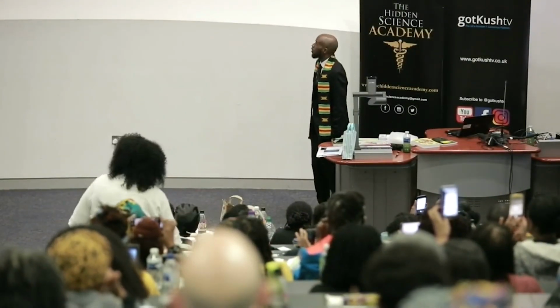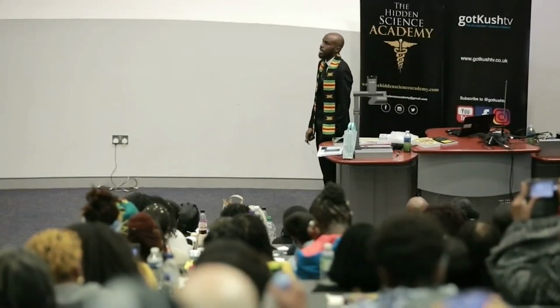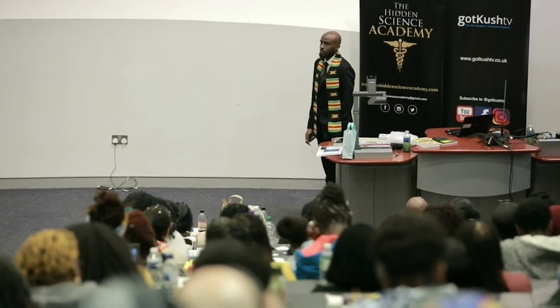And he also says it's a hormone of endocrine regulation. Now this one is powerful because the endocrine system is the system that releases hormones. So if vitamin D is the hormone of endocrine regulation, it regulates all your other hormones. So that means that vitamin D becomes the most important hormone for your body because it regulates all the others. They all rely on vitamin D. So for me, vitamin D is your immune system. It's not white blood cells. Walter Stumpf. Stumpf. S-T-U-M-P-F. Walter Stumpf.